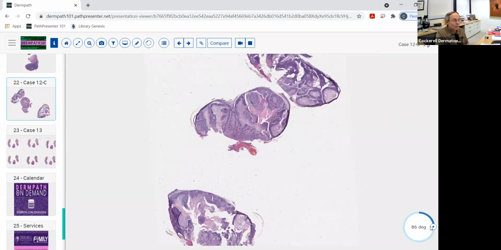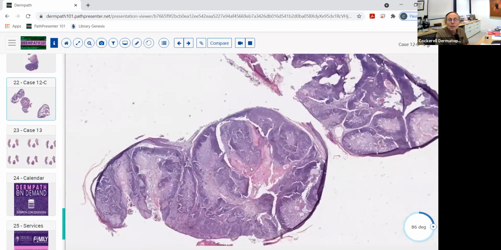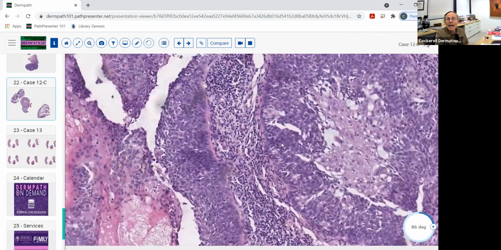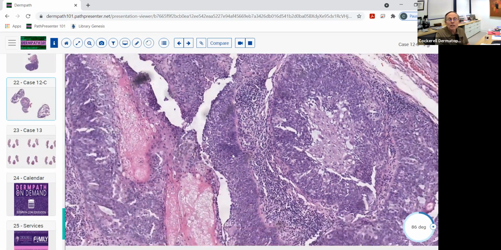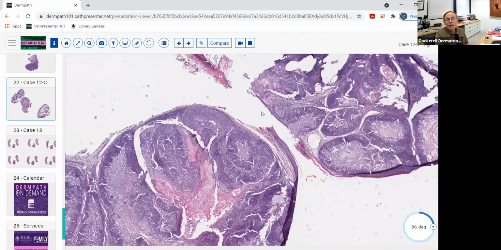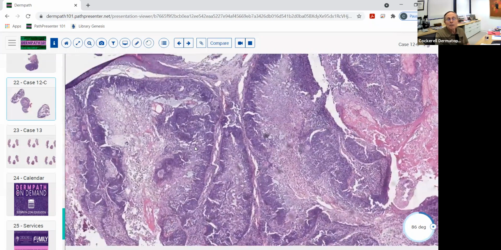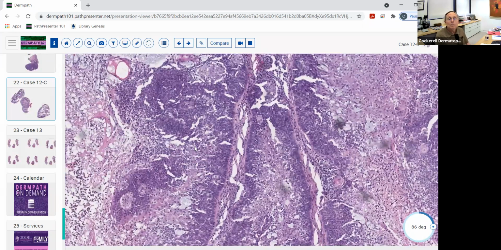Here's another example. Again, this one has more well-differentiated areas, but notice that this one's got a lot more atypicality. It's got a lot of mitotic figures in here. It's got necrosis en masse. We don't know how big this lesion is. It's just a shaved biopsy. But this is an example of a sebaceous carcinoma. And sebaceous carcinoma can be associated with Muir-Torre as well. So if you see that, you should at least think about it.